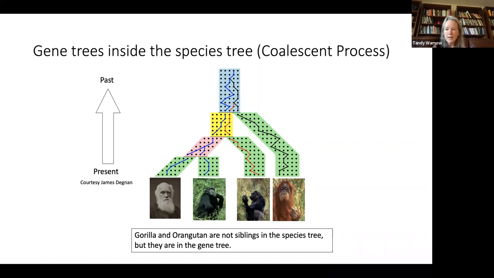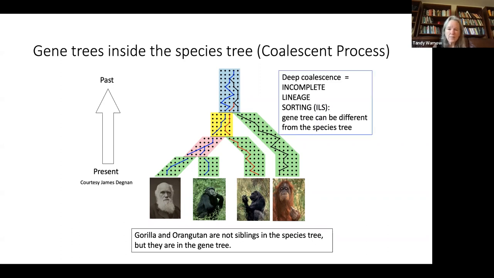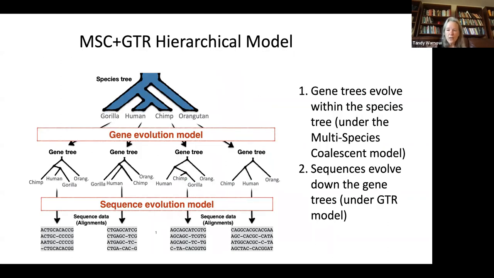But the thing is, this mathematical model means that every possible gene tree could occur and has a non-zero probability. Every species tree with its parameters defines a distribution on the gene tree topologies. Deep coalescence is called incomplete lineage sorting, and it makes it possible for gene trees to be different from the species tree. So here's the unfortunate thing. We have a species tree, and it generates gene trees. And the gene trees don't have to be the same as the species tree.